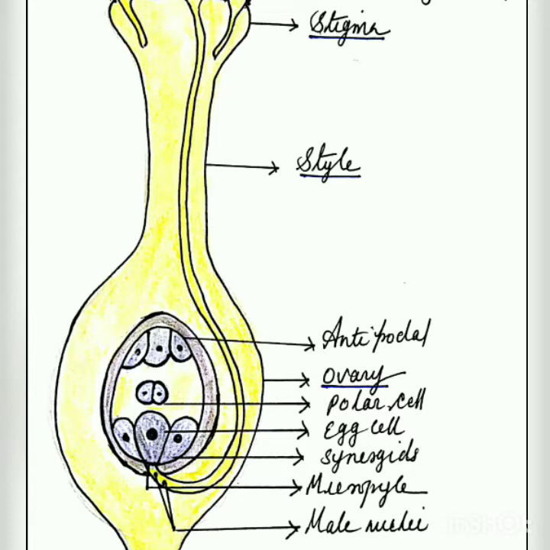Opposite to synergids or egg cell, 3 antipodal cells are present. They are nutritive in function. In the middle part, a large central cell with 2 polar nuclei. This is the structure of ovule or embryo sac.